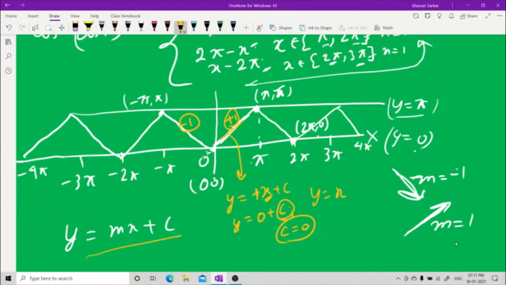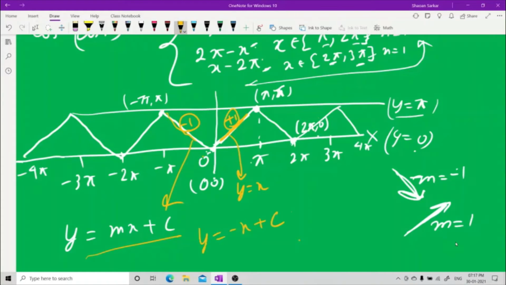So the equation here, wait a minute, the equation of this line is y equal to x. Similarly, the slope of this line is minus 1. Come to this, y equal to minus x plus c. So when the point is here at 0, y will be 0 plus c. So what should be the value of c so that I get y equal to 0? So c should always remain 0. So the equation of this line is y equal to minus x.